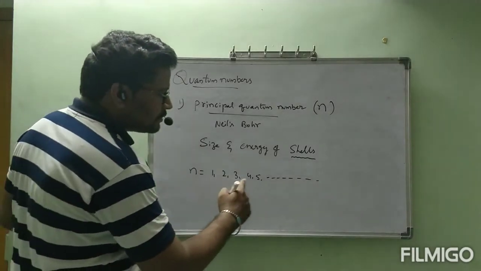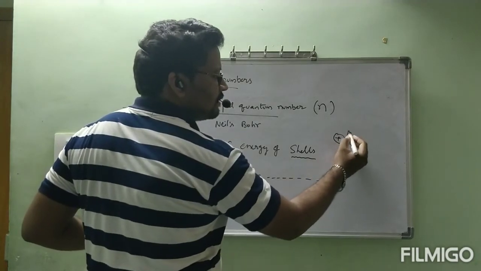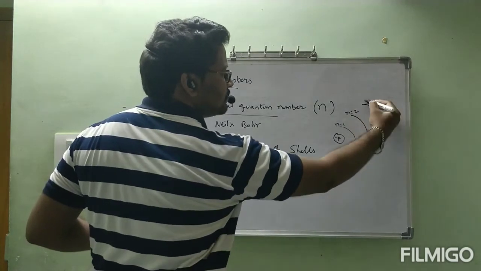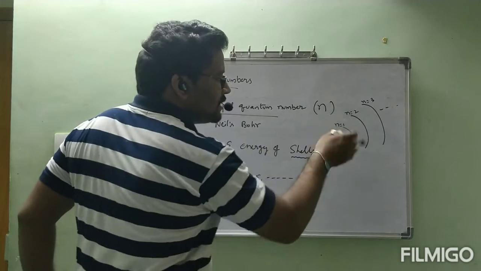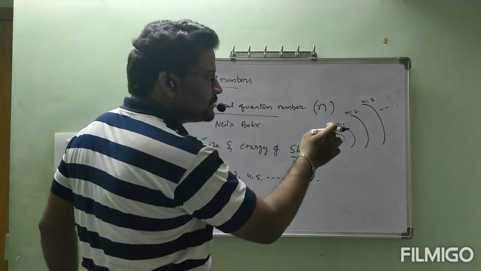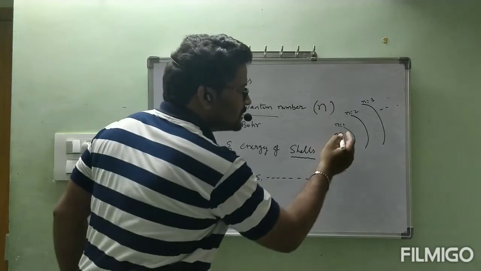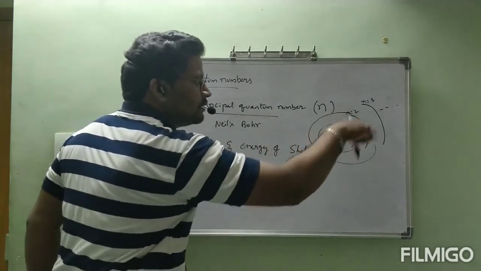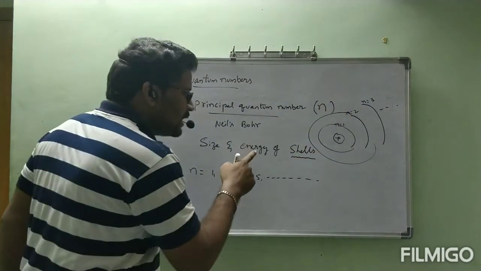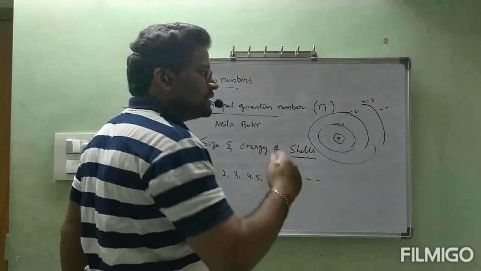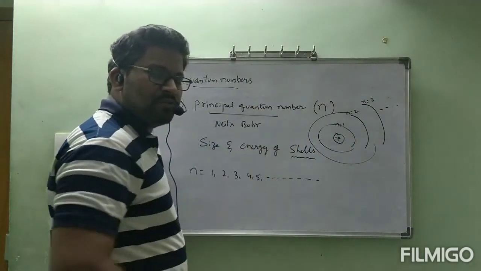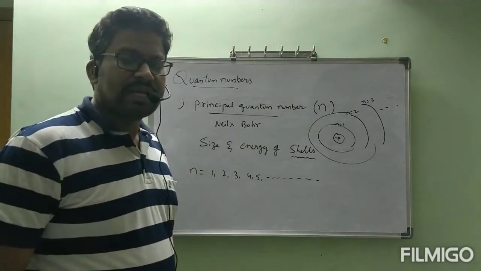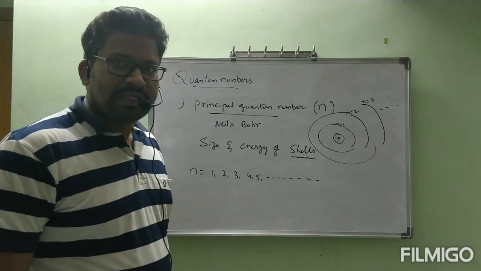See, n is equal to 1, 2, 3, 4, 5. This is the nucleus. This is n is equal to 1. This is n is equal to 2. This is n is equal to 3. Like this it continues. When the number of the shell increases, that means the principal quantum number increases, what happens to the size of the orbit, the size of the shell? The size of the shell increases, as well as the energy of the shell, when we move away from the nucleus. When we move away from the nucleus, the energy of the shell increases. Is it correct or not?